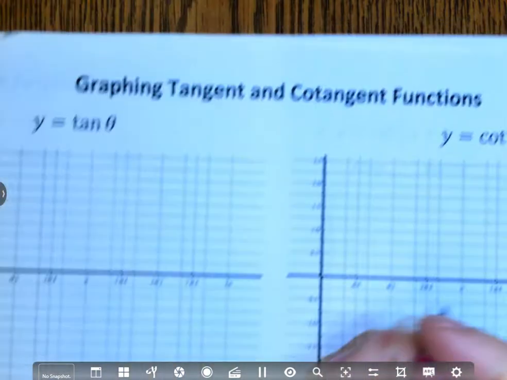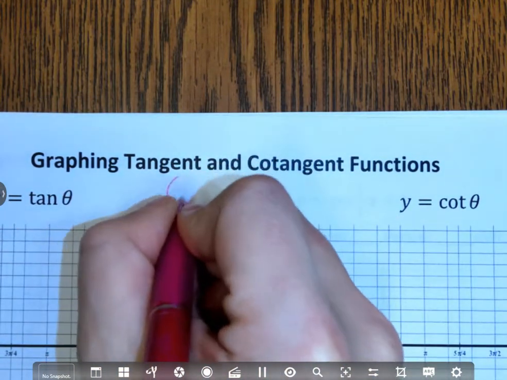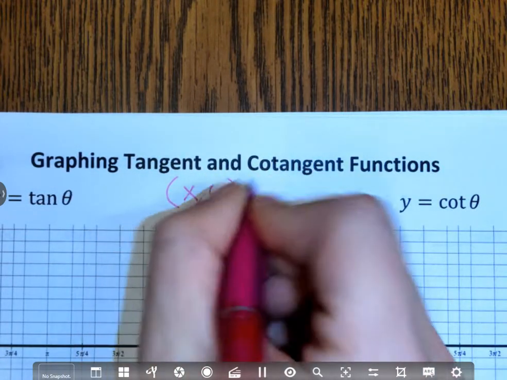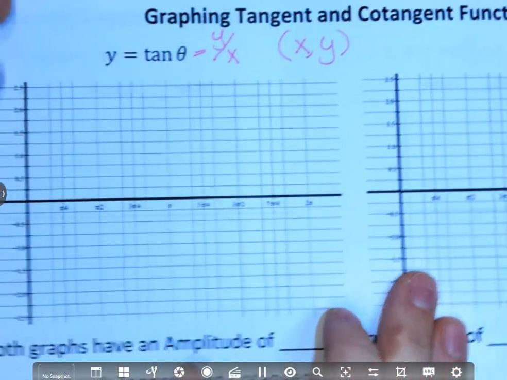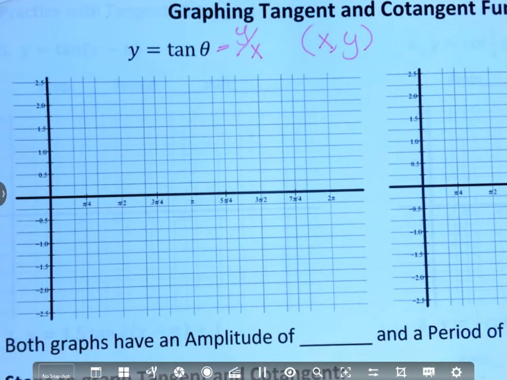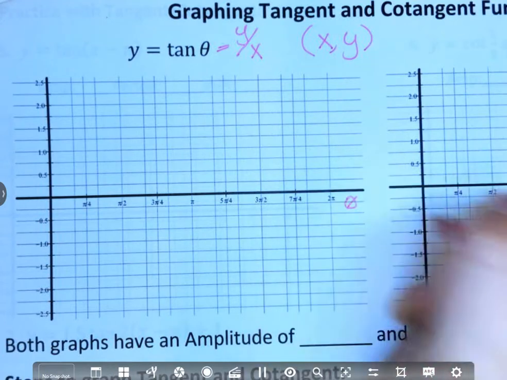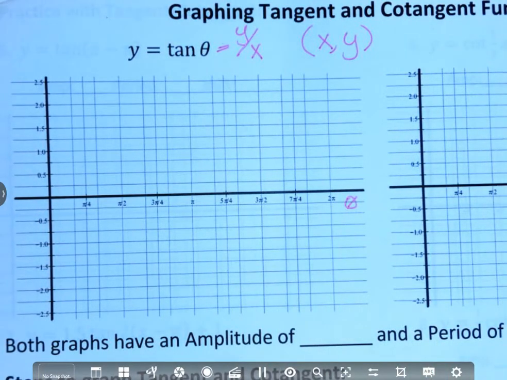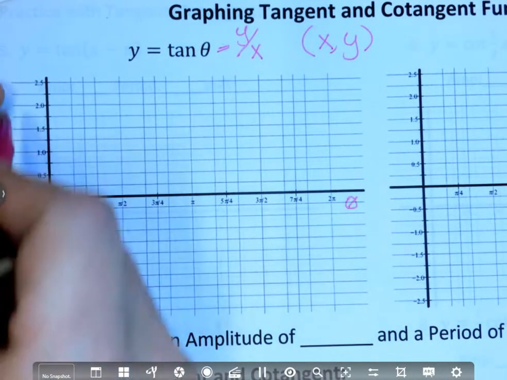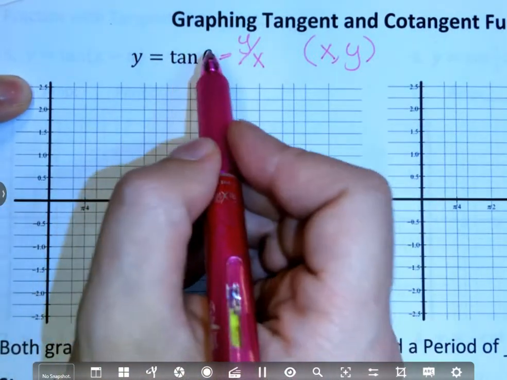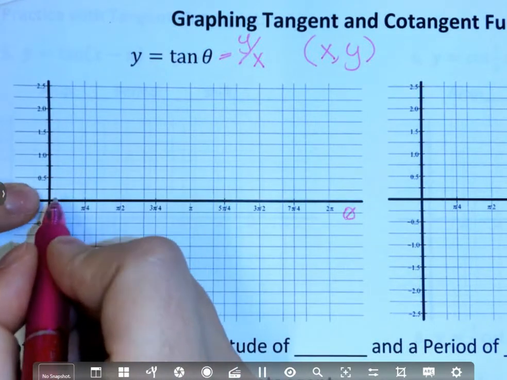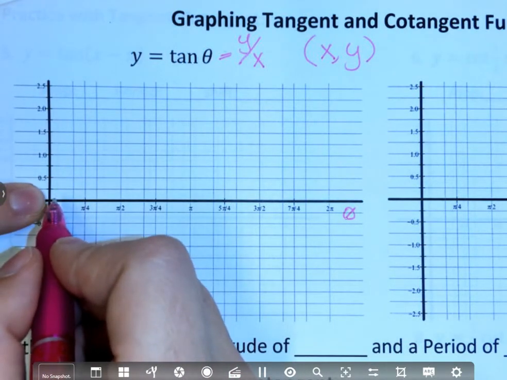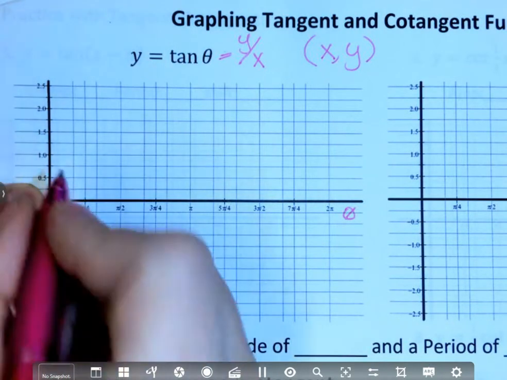What is tangent? Tangent is y over x. So if I've got 2 points, x and y, tangent is y over x. Just like we did with the sine, this axis, my horizontal x-axis, represents your angle, and the vertical axis represents what your function is. So that will represent the tangent. At the angle 0, what is your tangent? Tangent of 0 is 0.